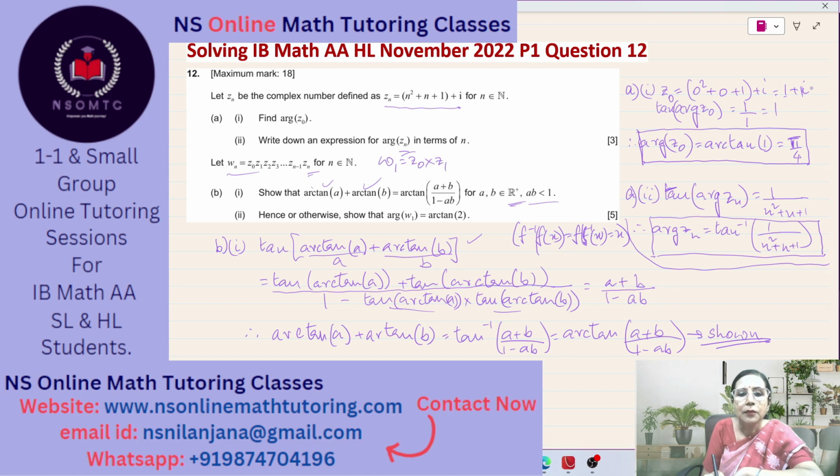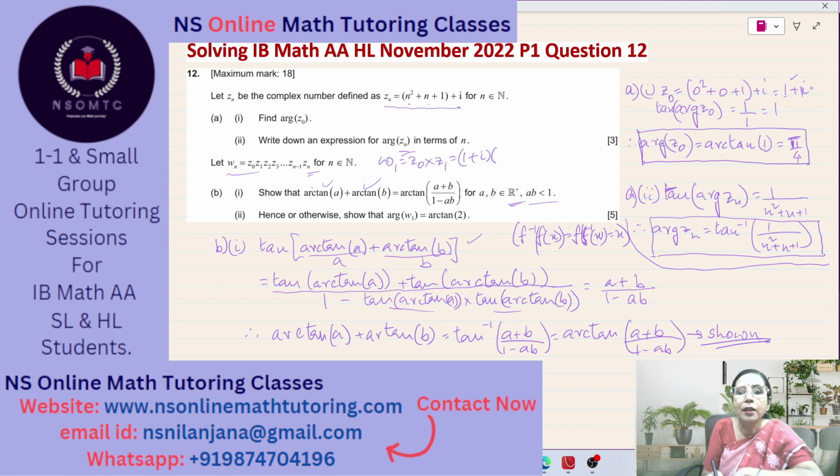Okay. Hence or otherwise, I'm choosing the otherwise part first, but if possible, I'll be showing you how to use the hence part as well. Okay, so what is Z0? Z0 is 0 square plus 0 plus 1. In fact, we have got Z0 over here. It is 1 plus I.